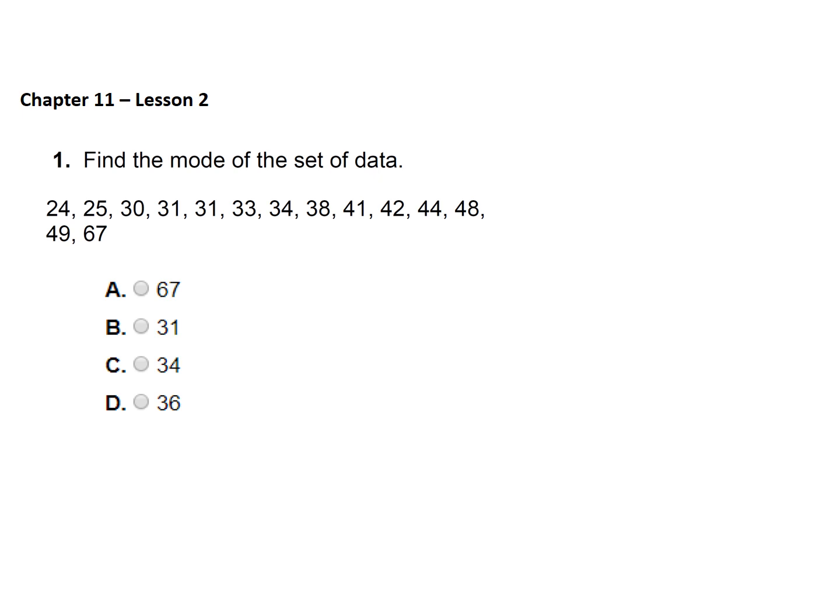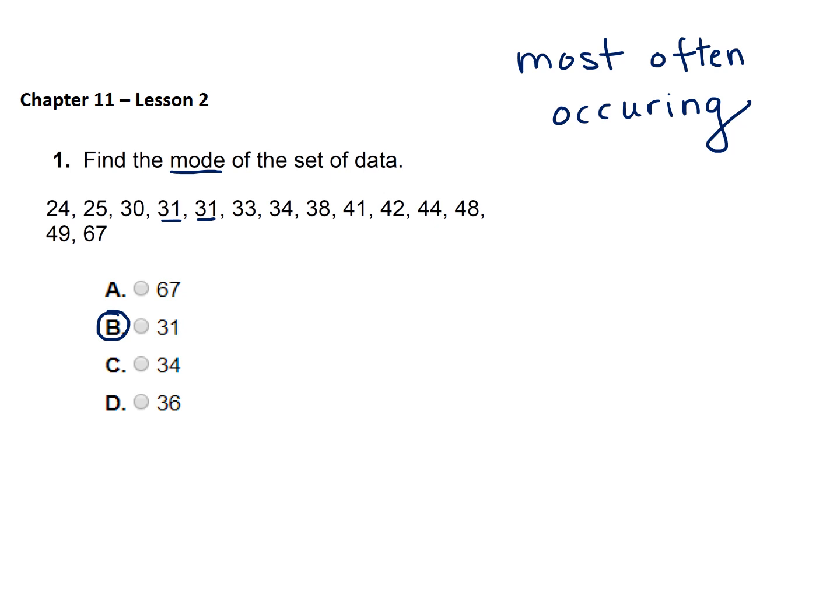Chapter 11, Lesson 2. Find the mode of the set of data. The mode is the most often occurring piece of data. All right, so when I look across this data, I see 31 happens twice, and I don't see any other ones repeating. So the answer is B, 31.